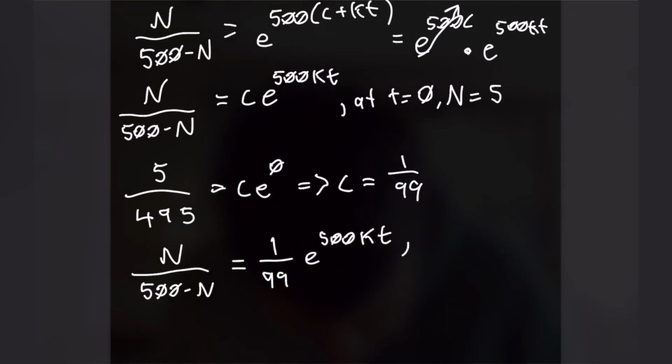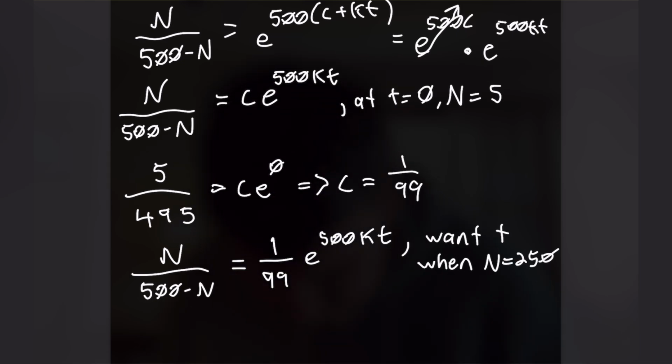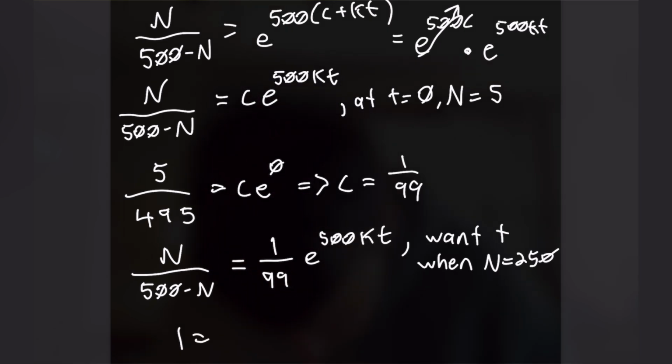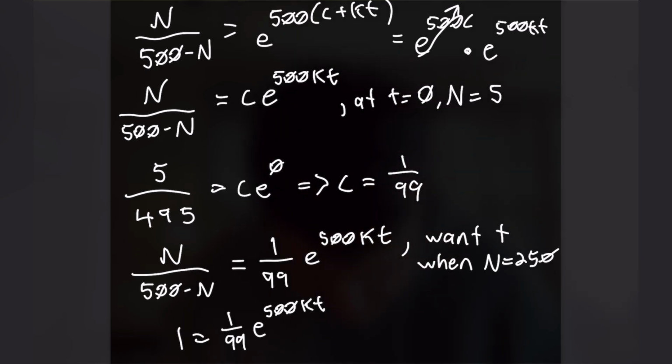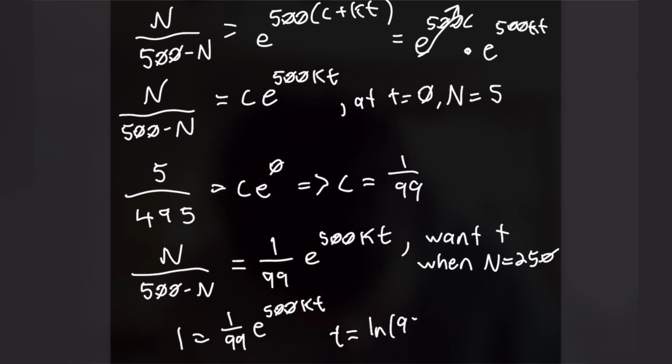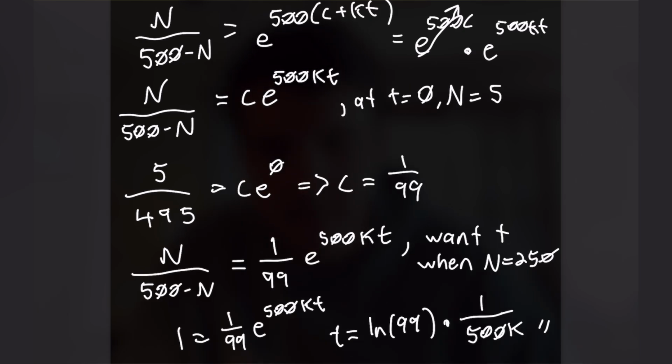And what we want to find is we want t when n is equal to 250. Well, if n is equal to 250, this left-hand side just becomes 1. So we'll have 1 is equal to 1 over 99 times e to the 500 kt. And once you solve that for t, you will find that t is equal to the natural log of 99 times 1 over 500k, where once again k is the constant of proportionality, and with the given information there is no way to solve that any further. So that finishes this problem off, and that's a good place to stop.